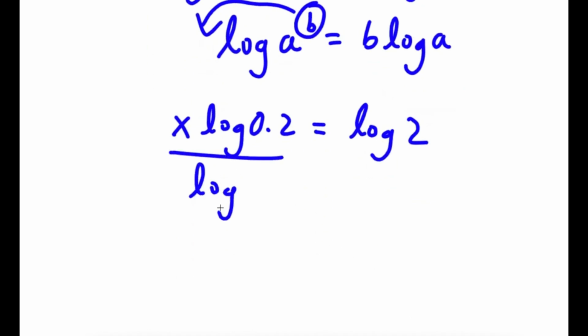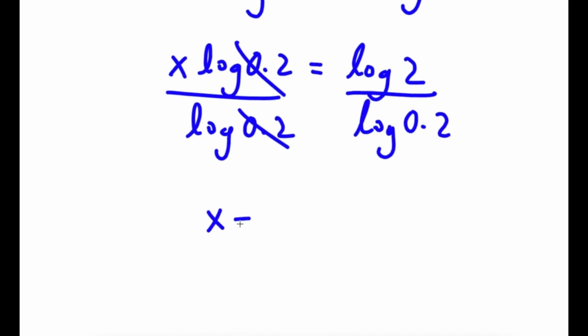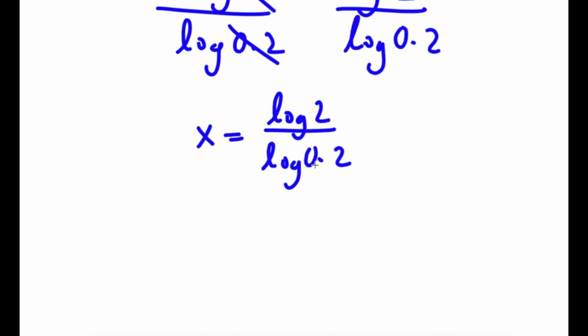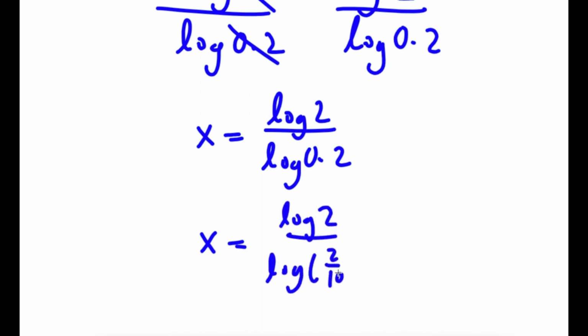Now if I divide both sides by log 0.2, these two cancel out, and I get x is equal to log 2 over log 0.2. Now, if you notice here, log 0.2, well, that's the same thing as log of 2 over 10.